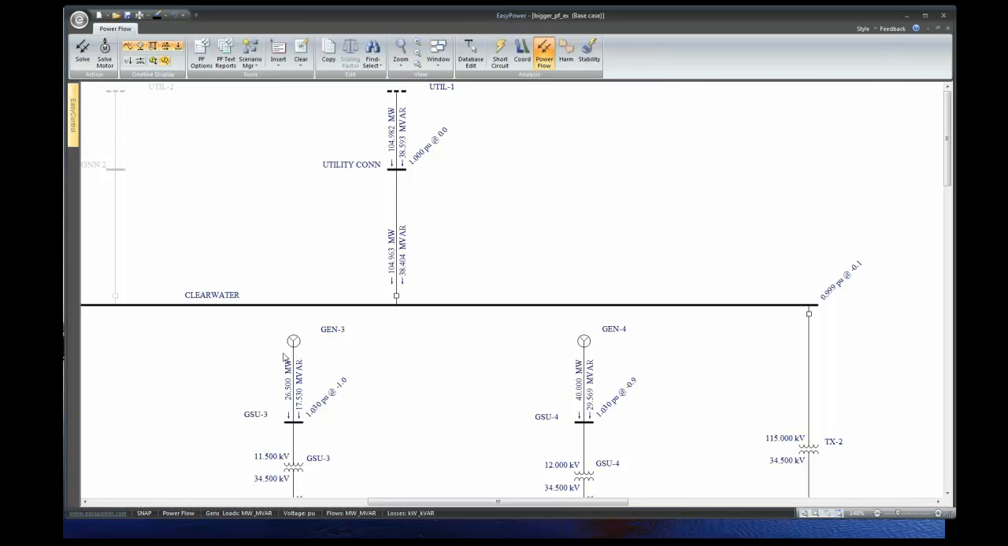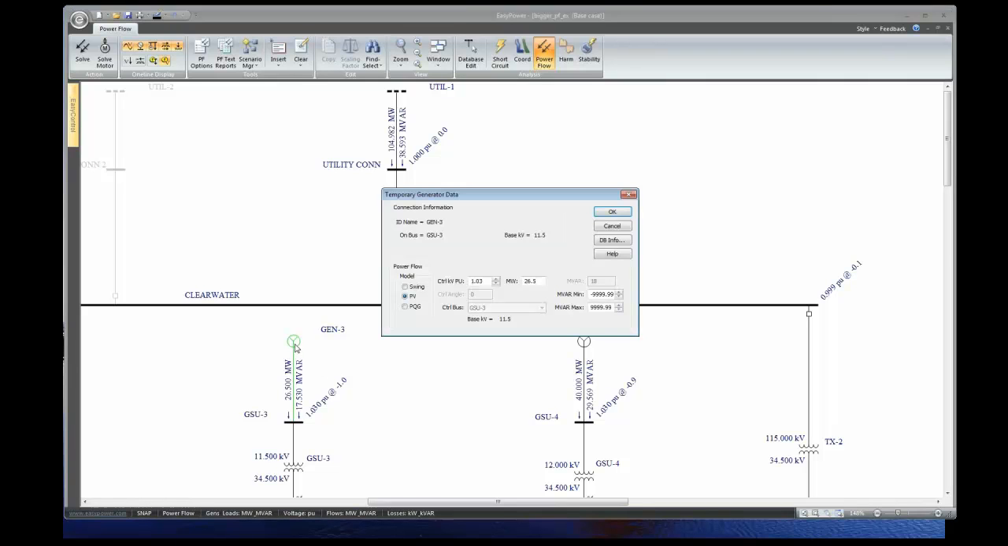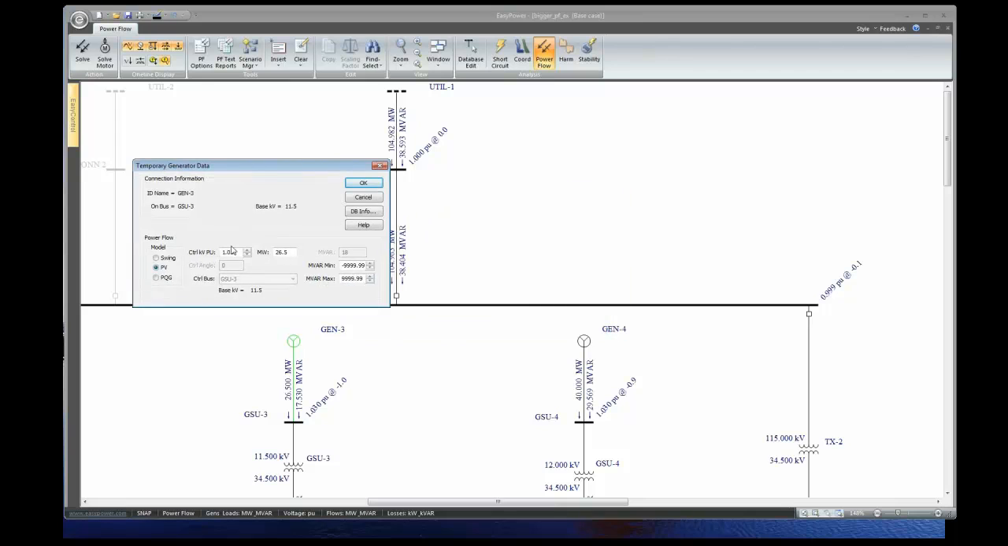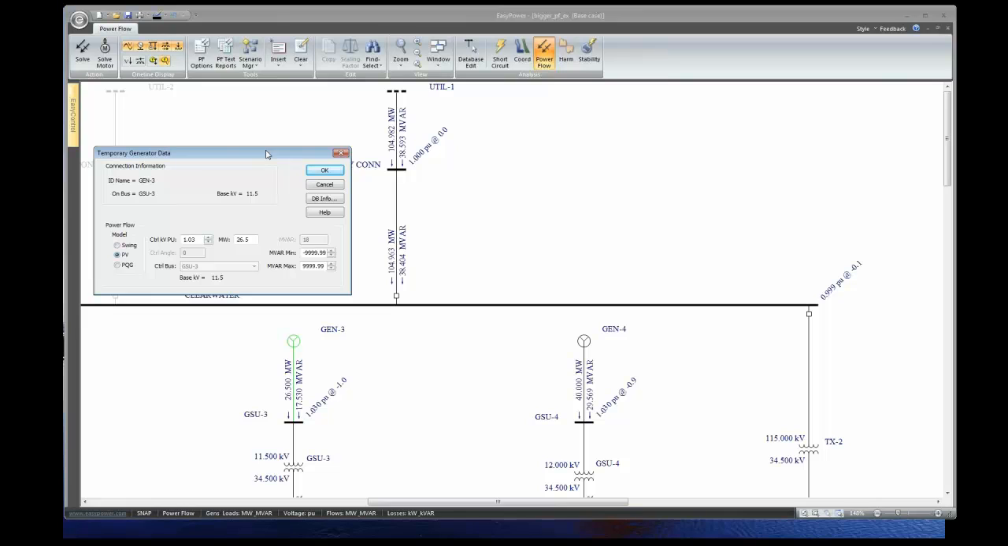We'll come back and talk about this in a minute, but if I were to go into this generator now as temporary data, we'll see this generator is set in PV mode to generate a constant 26.5 megawatts. If I reduce this, let's say I change it from 26.5 to 20, so I've taken 6.5 megawatts out of my generation, when I say okay, it's going to rerun the power flow.